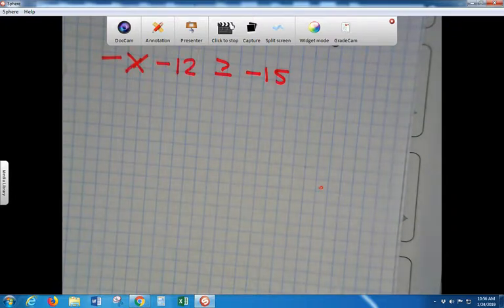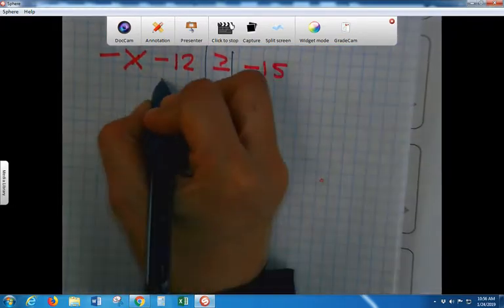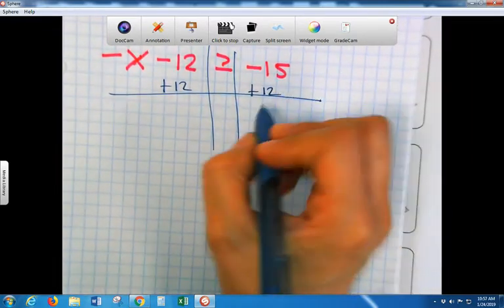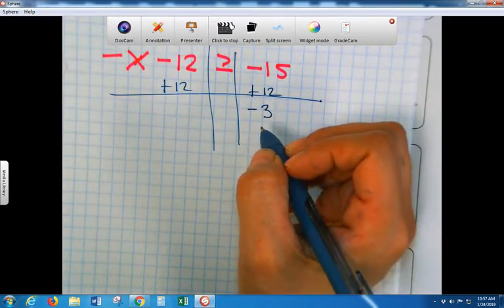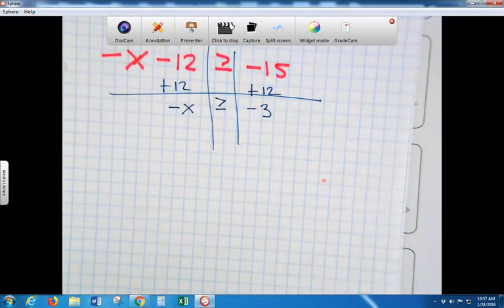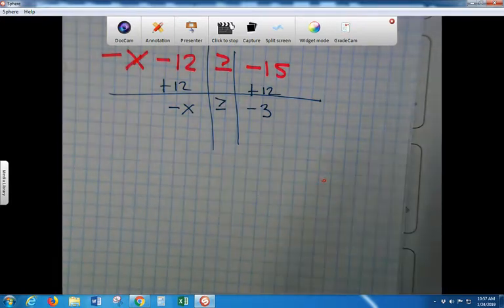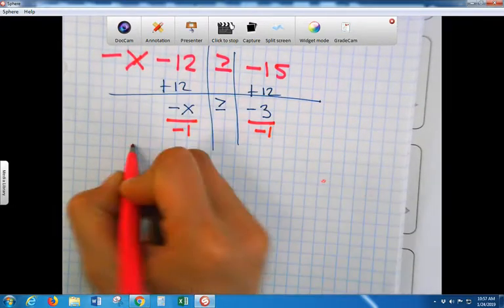Okay, what's our first step? Bars. Good job. Now? Add 12. What's negative 15 plus 12? Negative 3. Now what? Divide by negative 1. Divide, yes.